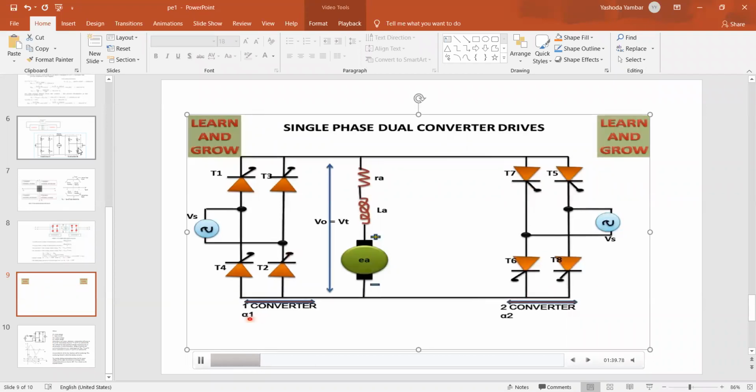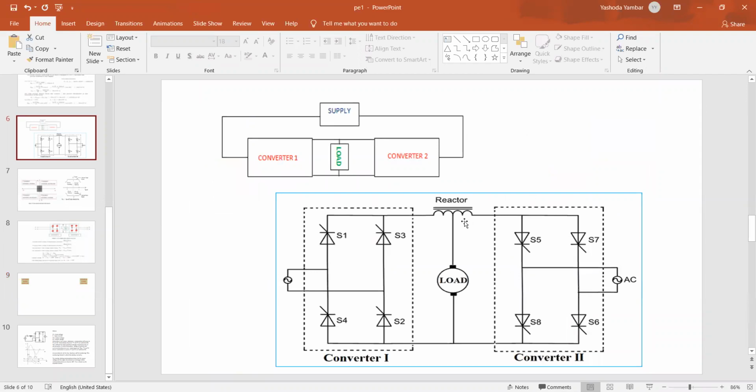Now I'll show you one circuit also. So what is this reactor here? Now we are explaining the circulating current mode. In circulating current mode, both converters are turned on. That is, if one converter is acting as a rectifier with firing angle less than 90, the other converter acts as an inverter with firing angle greater than 90. When both converters are on, let us say the output voltage of converter 1 is V1 and the output voltage of converter 2 is V2. Due to the difference of instantaneous output voltages across the load terminals, V1 and V2 will not be equal to each other. There will be a certain difference.